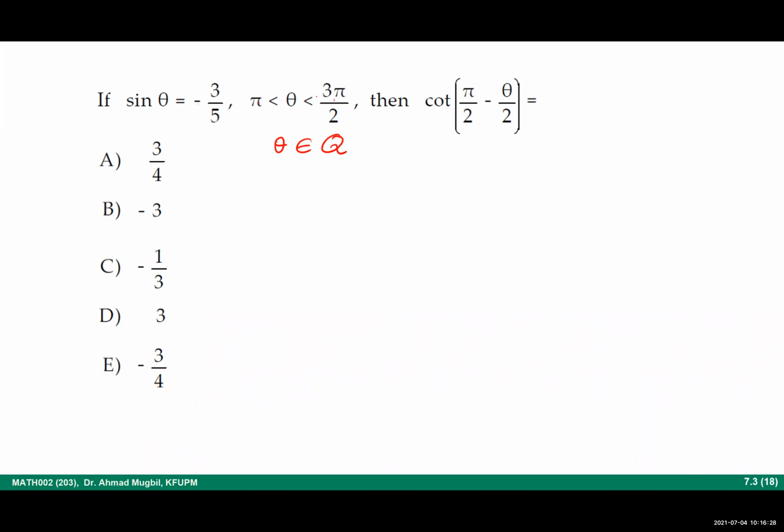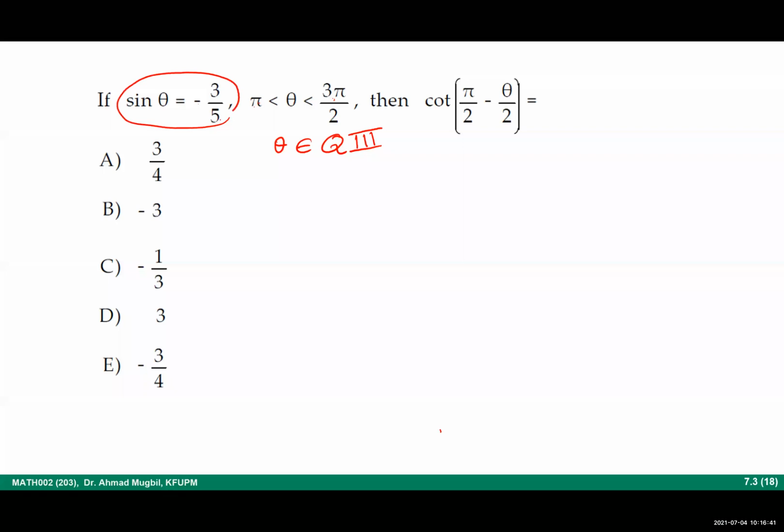From here, quadrant 2? Be careful. Between pi and 3 pi over 2, it is in the third quadrant, and also the sine is negative. So we are in the third. Okay, this is good. This is step number 1.